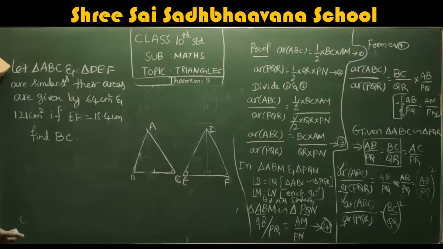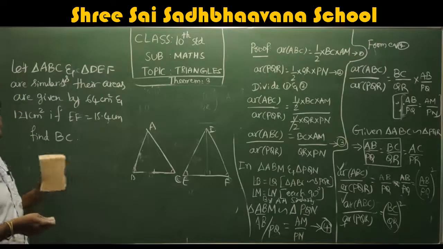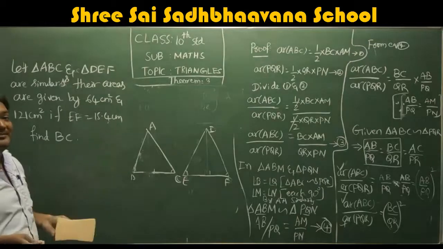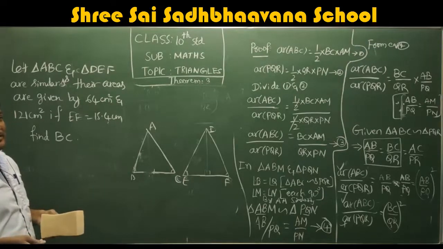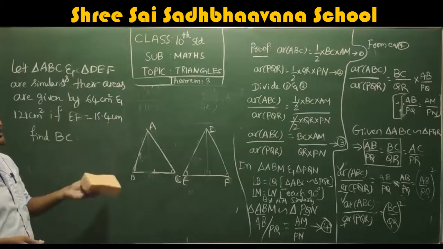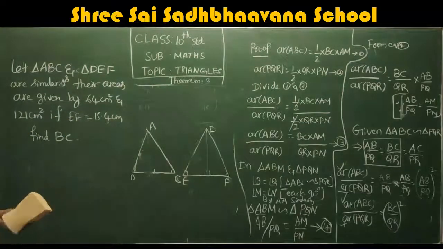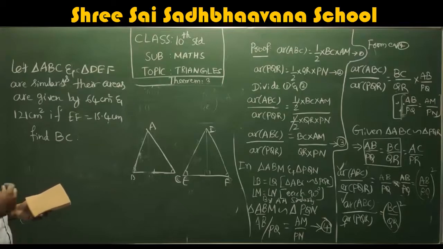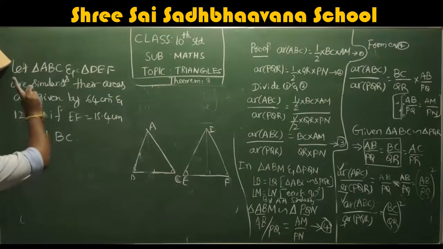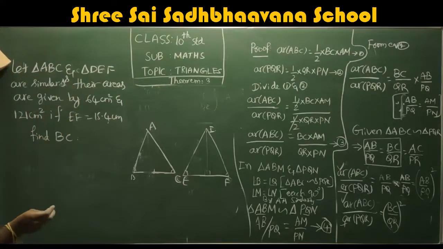Remember, this theorem is applicable only to similar triangles. If you take two dissimilar triangles and try to apply this theorem, it is not possible. You have to take two triangles which are already similar. You can see in the theorem name itself, areas of two similar triangles, that it is applicable only for similar triangles. And here we have taken triangle ABC and triangle DEF as similar triangles, and the areas are also given.